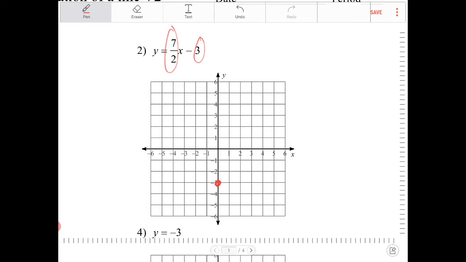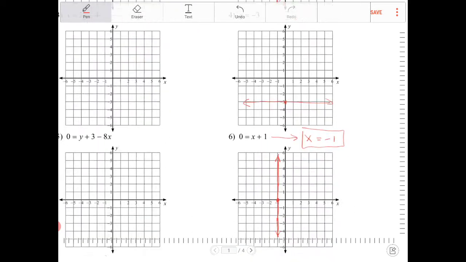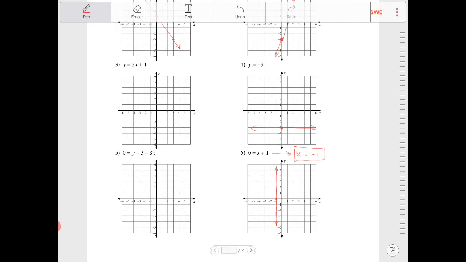And then we're going to go up 7 and then over to the right 2. So 2, 3, 4, 5, 6, 7, and then over to the right 2. And we are going to draw a line connecting those 2 points. This can be a little tricky because the 2 points are spaced really far apart. But here we are. Let's take a look at another example.